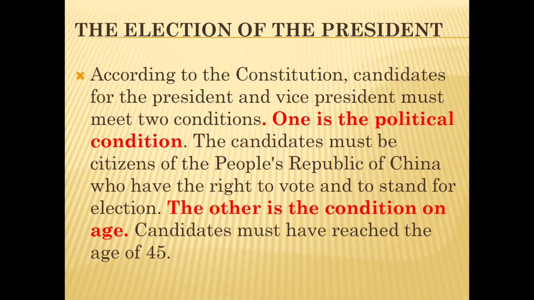And next, the election of the president. We have noticed that some other countries also have an election together with China. According to the Constitution of China, the candidates for the president and the vice president must possess two conditions. One is the political condition: the candidates must be citizens of the People's Republic of China who can enjoy the right to vote and to stand for election. The other condition is that the candidate must have reached the age of 45 years old.